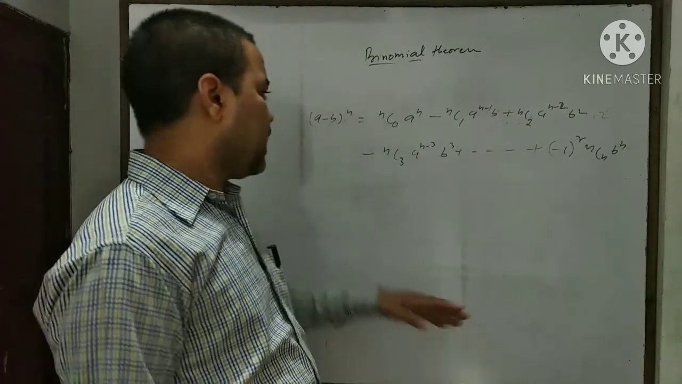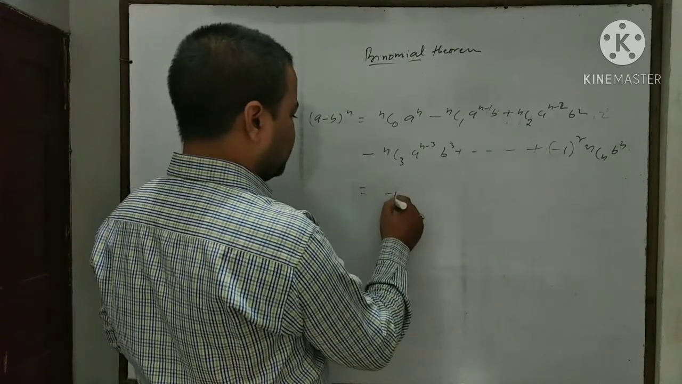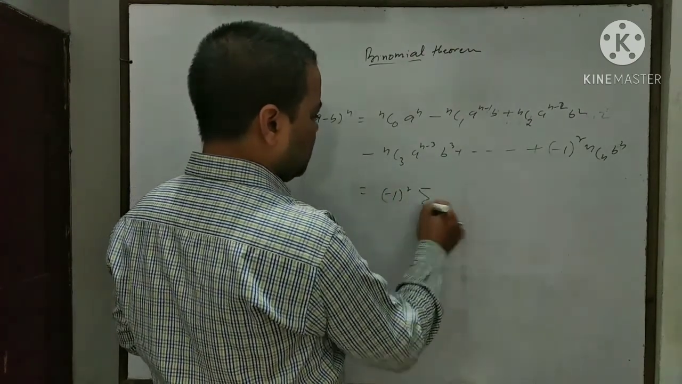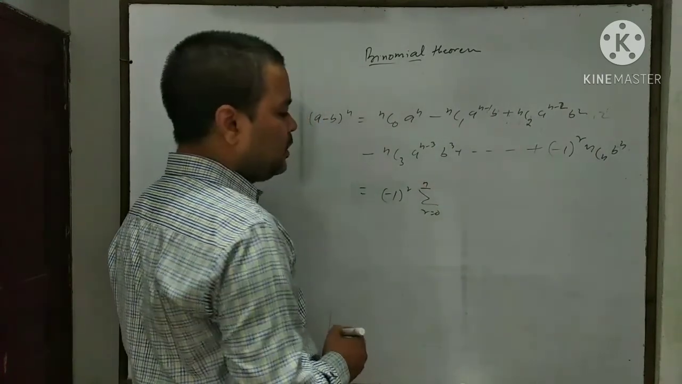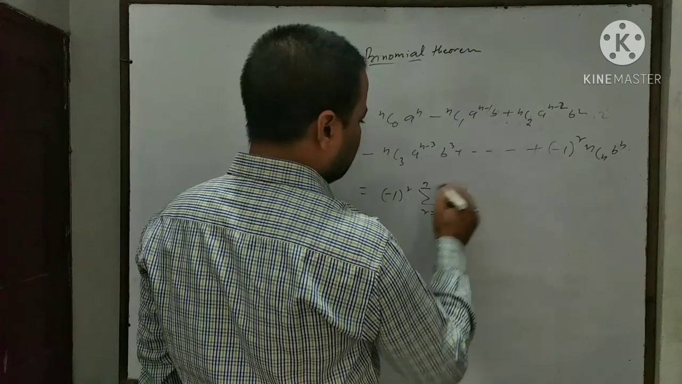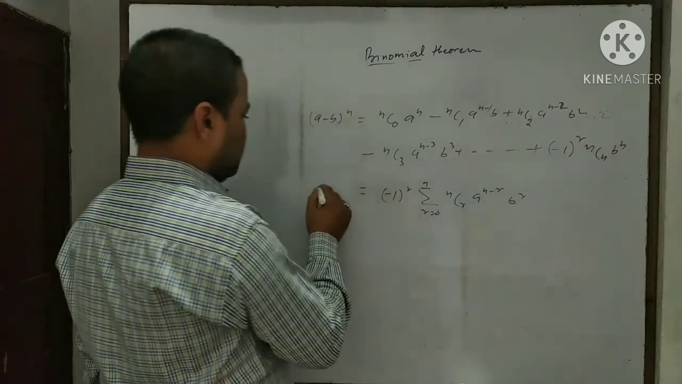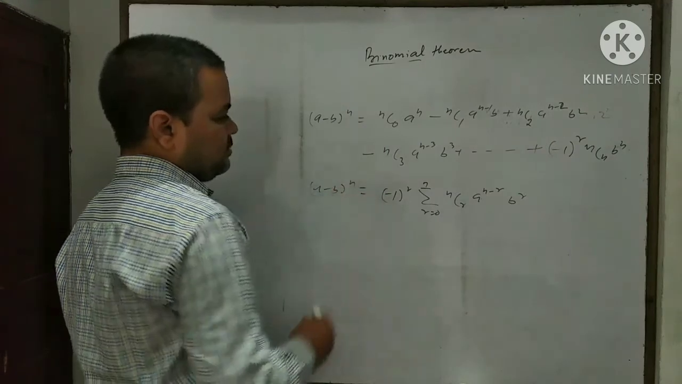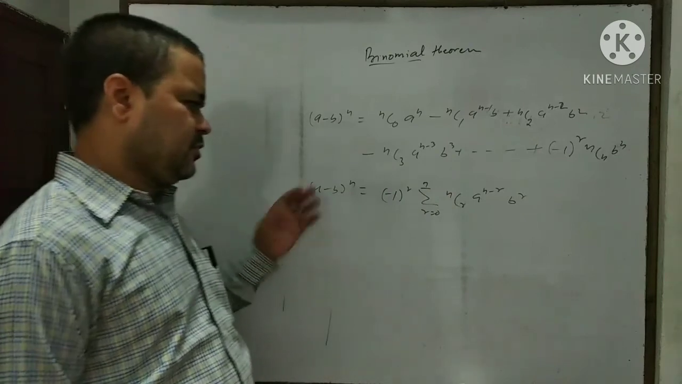Okay, and I already explained in short form how we can write it: minus 1 raised to the power r, summation, r is equal to 0 to n, nCr a raised to the power n minus r b raised to the power r, that is a minus b raised to the power n. Okay, we can write it like this.